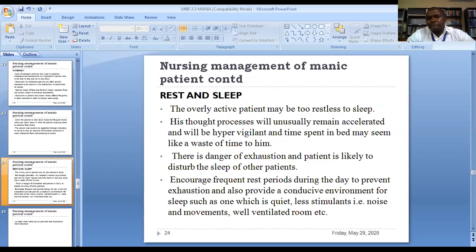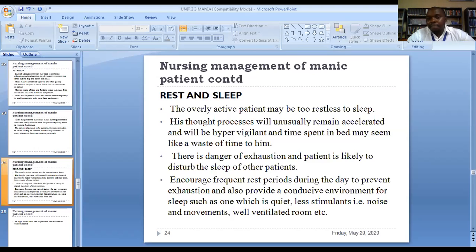The nurse must be concerned with the resting and sleep of this patient because we've actually stated that they are hyperactive. They have decreased sleep. The overly active patient may be too restless to sleep. His thought process will unusually remain accelerated and will be hypervigilant, and the time spent in bed may seem like a waste of time. There is danger of exhaustion, and the patient is likely to disturb the sleep of other patients in the department because there will be noise, hyperactivity, decreased time to sleep, grandiose ideas, pressure of speech. They will disturb other patients in the department.